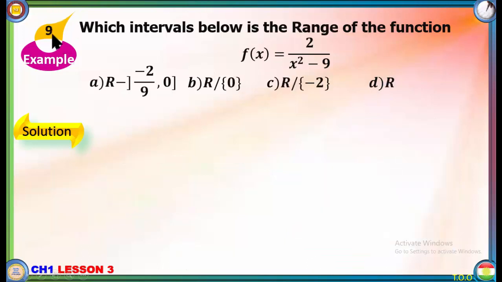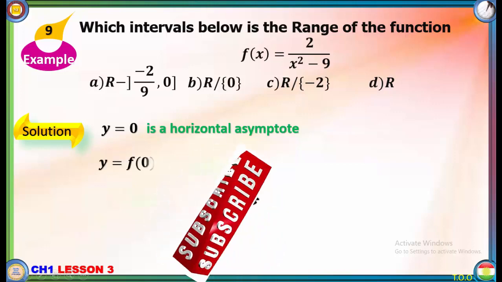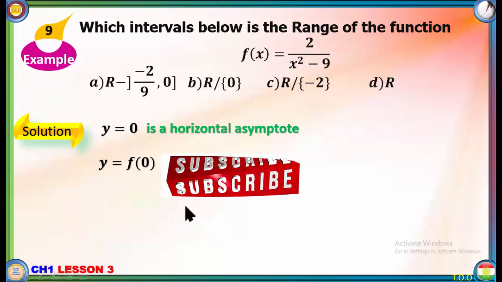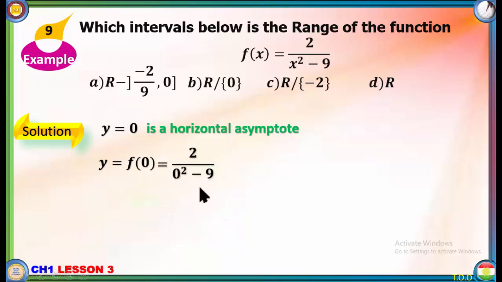Example number 9. Which interval below is the range of the function? Because we have an even function, and the degree of the numerator is less than the degree of the denominator, therefore y = 0 is a horizontal asymptote. And now find the y value when x is 0. y = f(0), which equals 2 over 0 squared minus 9, which equals -2 over 9.